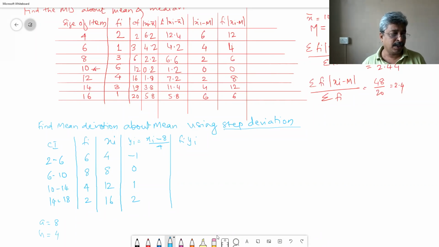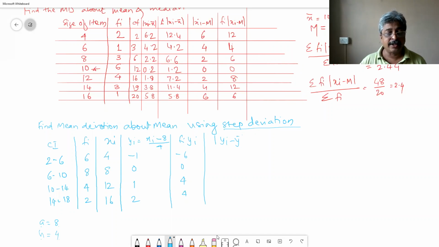You choose any number a, as 8 in this case, by observing these xi's, and h is equal to 4. So yesterday we saw yi is equal to (xi minus 8) by 4. You compute this, so instead of using xi's, you will be using yi's. Therefore, fi into yi is minus 6, 0, 4, 4. Then you find the absolute value of yi minus y bar.